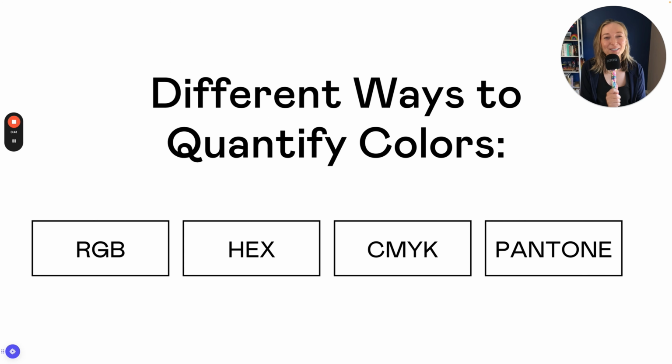And it's really interesting because all of the ways to quantify colors are connected in some way. So today I'm going to show 4 different ways that we as graphic designers can quantify colors. There's RGB, Hex Codes, CMYK, and Pantone. Now, I am not going to be diving too deep into any one of these. I'm just going to be doing a brief overview.